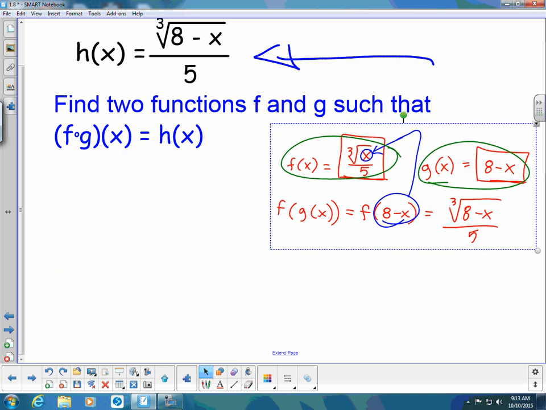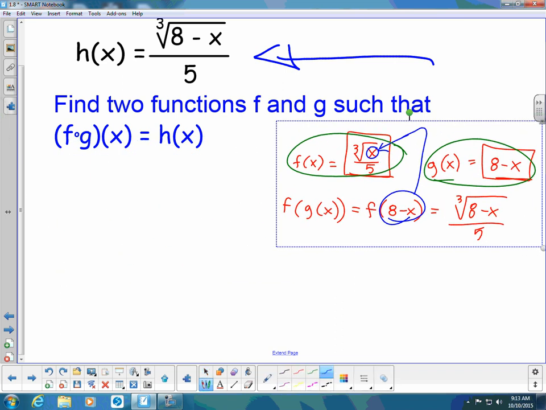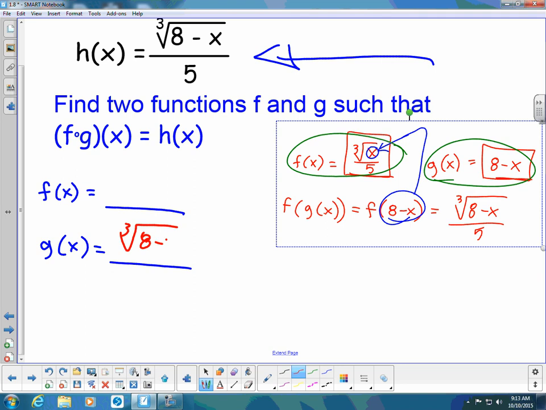This was one possible answer here, but another possible answer, if I'm trying to come up with an f of x function and a g of x function, is that g of x is equal to cube root of 8 minus x, that might have been the inner function, and then my f of x function could have been x over 5. Let me see if I can prove that that would work for you.